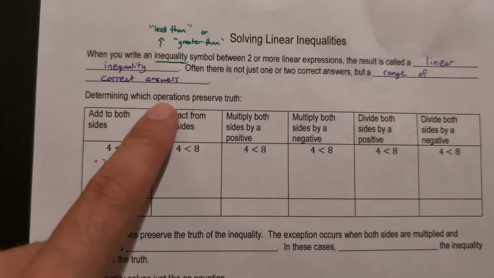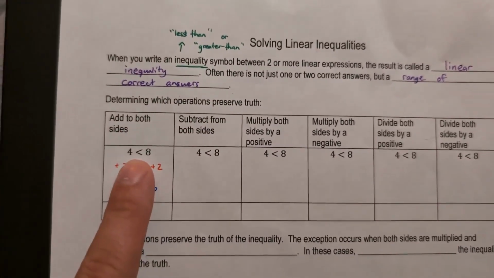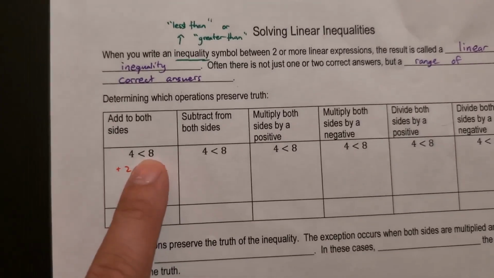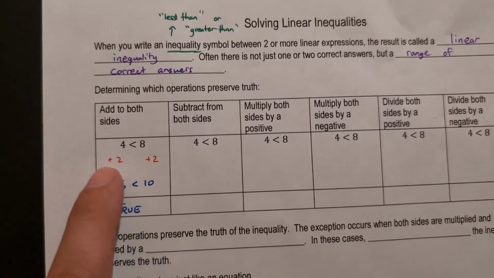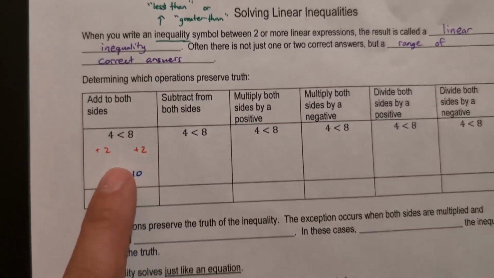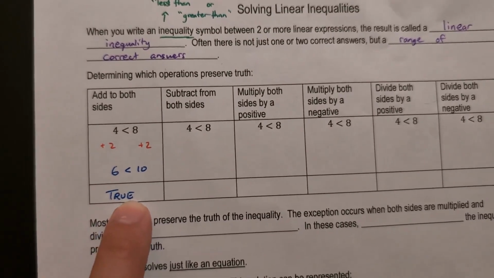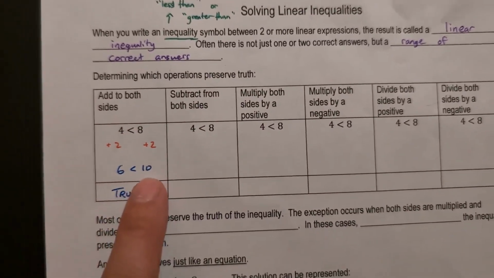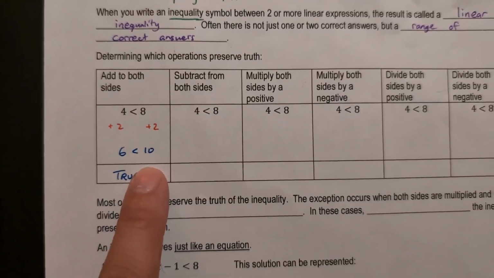So if we want to look at which operations preserve the truth, we can check this inequality here. So 4 we know is less than 8. And if we add any number to both sides, so I add 2 and I add 2, in this case, that would give us 6 is less than 10. Well, yeah, that's still true. So this preserves the truth. It's still true. An inequality is still true if we add the same number to both sides.